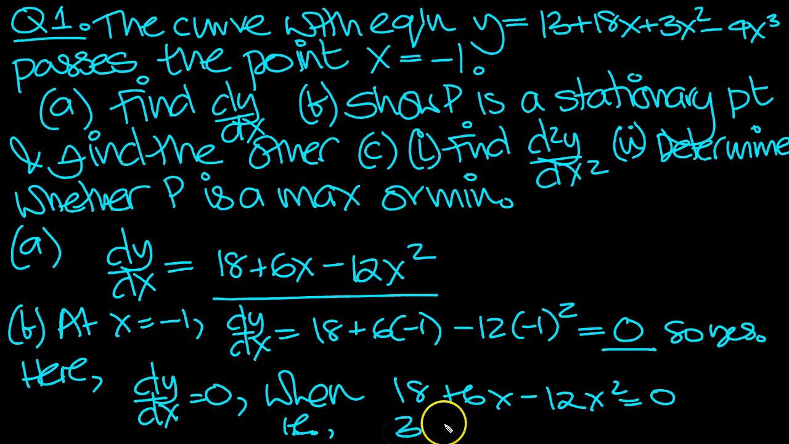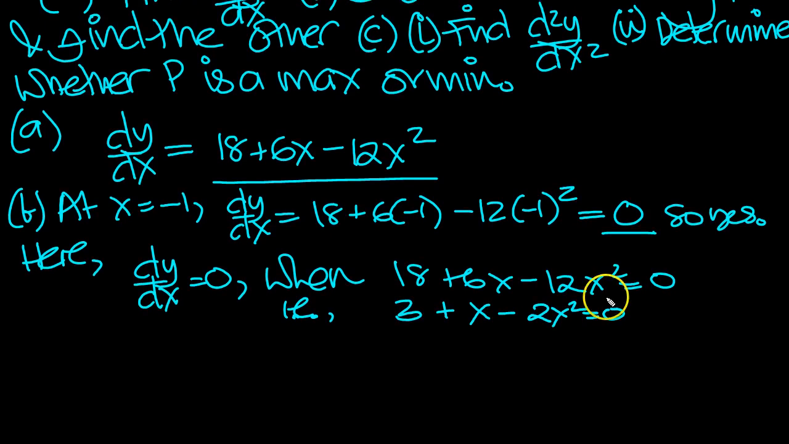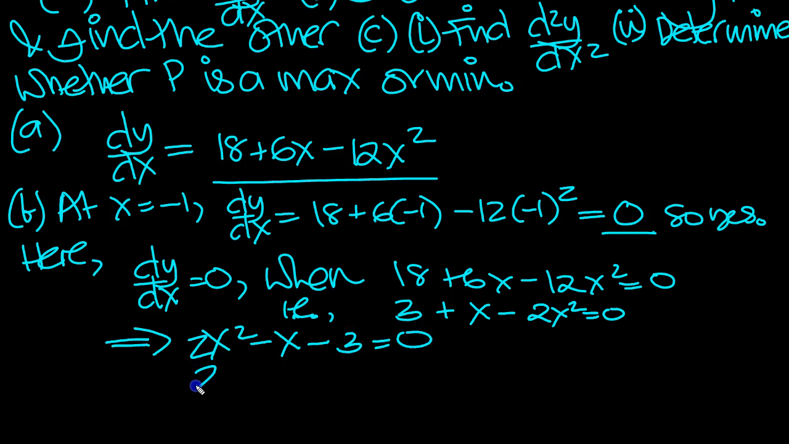This is 3, this is an x, this is -4x. No, I'm dividing by 6, sorry. So this would be a 2, wouldn't it? 2x squared equals 0. So run a minus all the way through it. So that tells us then that 2x squared minus x minus 3 equals 0. So factorize. It's 3 and 1.